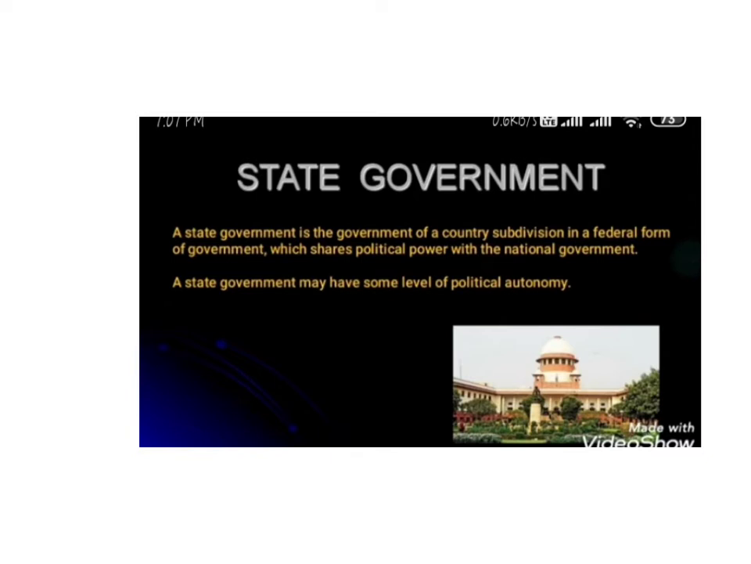State government has the authority to make laws and policies for its state. A state government may have some level of political autonomy. Political autonomy means that a state has the power to make political decisions for its state, for the people of the state.